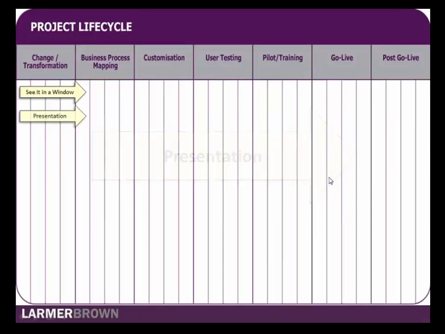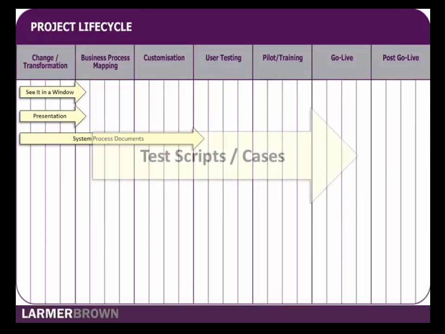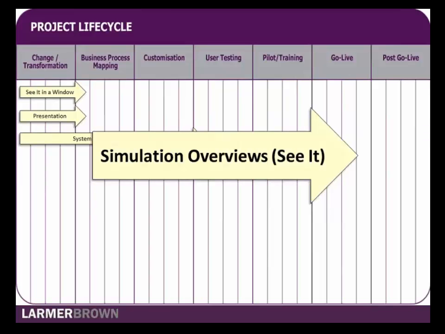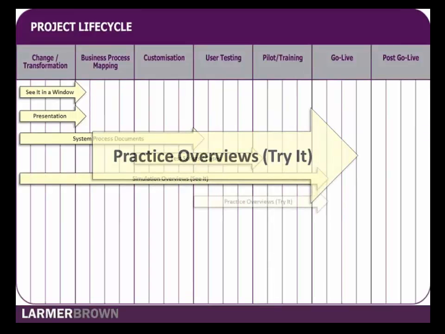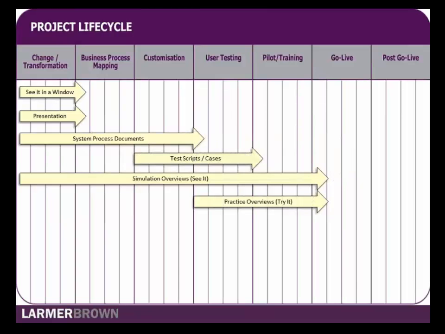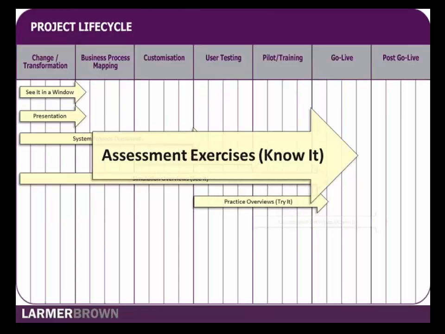See it in a window is a bit like BBC iPlayer. We use it for change and transformation. Obviously presentations, PowerPoint, process documents, user acceptance test scripts. There's actually a test it mode that gives us a really good way of checking whether or not a single process has passed the testing. Then of course we've got all of the different simulations, see it, try it, know it, do it.